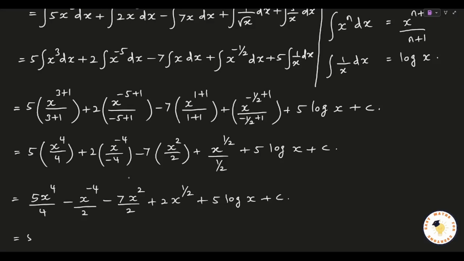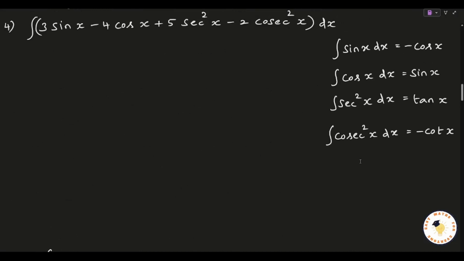So finally we can write this like 5x power 4 by 4 minus 1 by 2x power plus 4 it becomes, right? Minus 7x square by 2 plus 2 into root of x plus 5 times log x plus c. Solve the next sum.